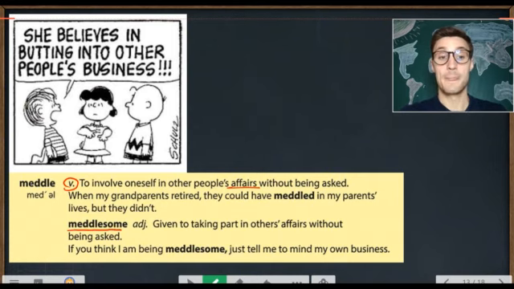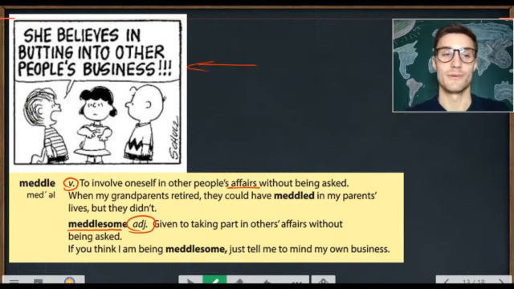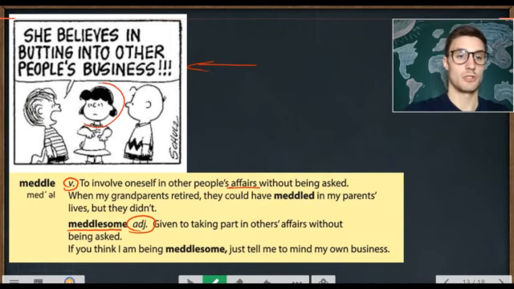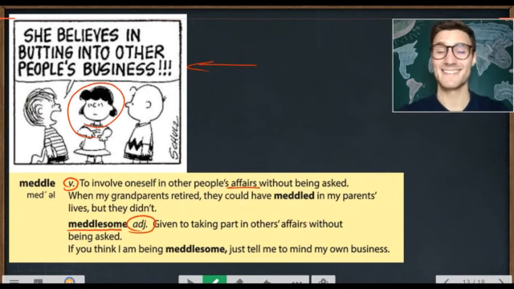Meddlesome. Meddlesome is a different form of the word with an adjective meaning. We use this word to describe nouns which are given to taking part in others' affairs without being asked. If you think I am being meddlesome, just tell me to mind my own business. Let's read this cartoon. She believes in butting into other people's businesses. Well, she is meddlesome, right?